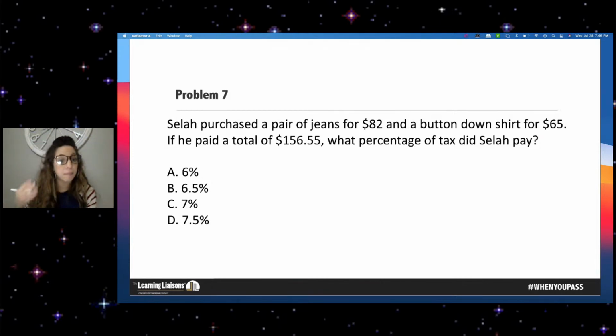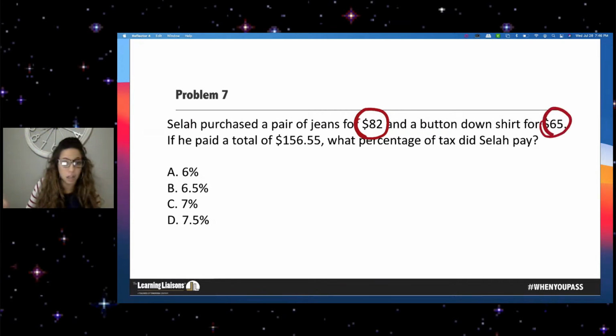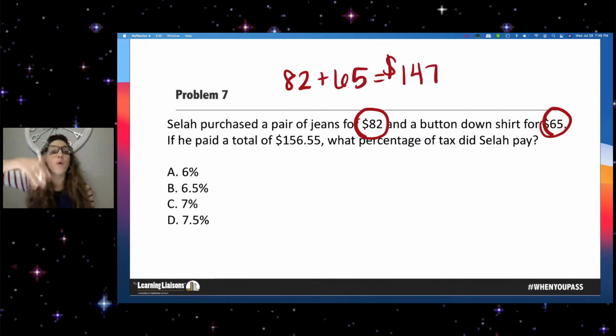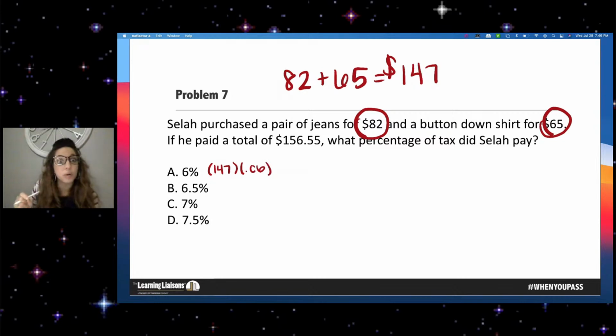We can add up how much Selah spent. So Selah purchased a $82 pair of jeans, $65 shirt. 82 plus 65 equals $147 before tax. That's how much Selah spent pre-tax. So I could sit and do what is 147 times 0.06. Why did I do 0.06? Because I can't just multiply it times 6. I'm trying to figure out what my sales tax is going to be.